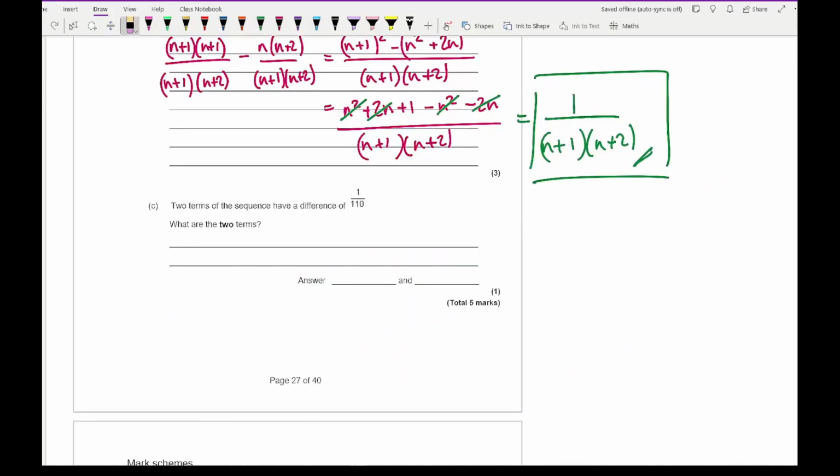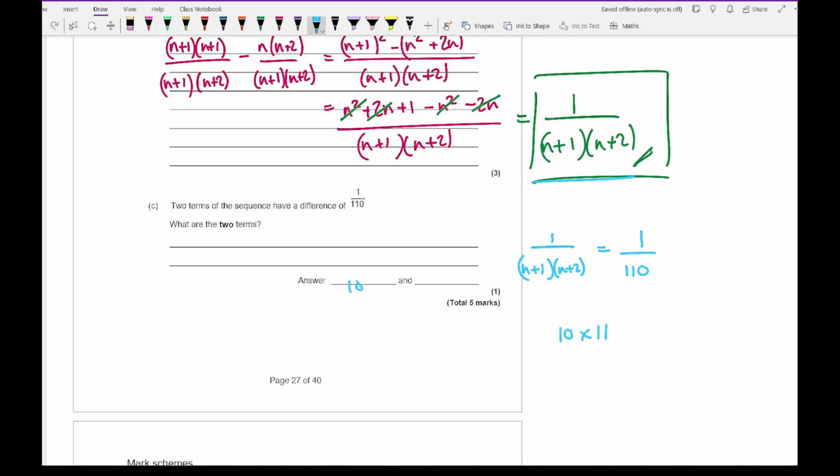Then for question C, it says two terms of the sequence have a difference of 1 over 110. What are the two terms? Well, if we relate it to that formula for the difference, I've got 1 over n plus 1 n plus 2 equals 1 over 110. So what I'm looking for is two consecutive numbers that multiply together to give 110. That is basically going to be 10 times 11.